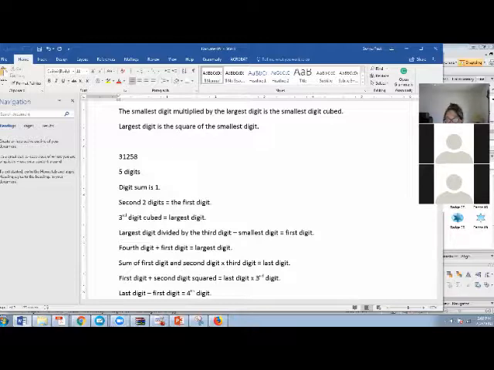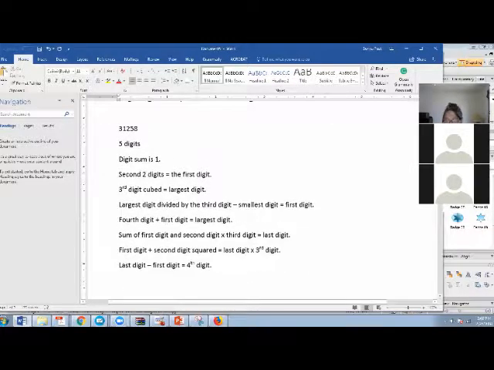Okay. Oh, wait, I have one. I have one last one. The first digit plus the third digit equals the fourth digit. I think we already have that one, right? No. Now we have the last digit minus the first digit equals the fourth digit. And now we have the first digit plus the third digit equals the fourth digit. This is going to limit a lot of what it could possibly be.